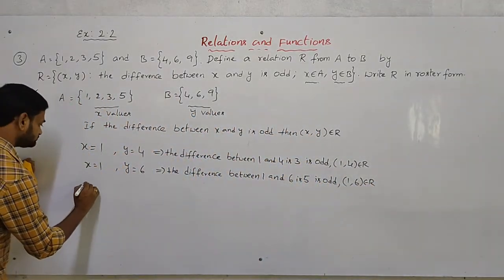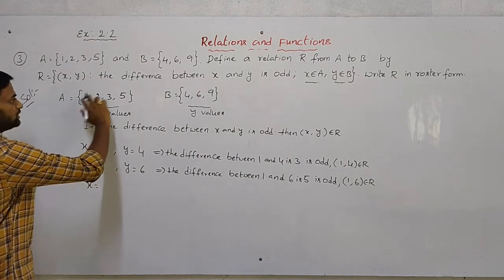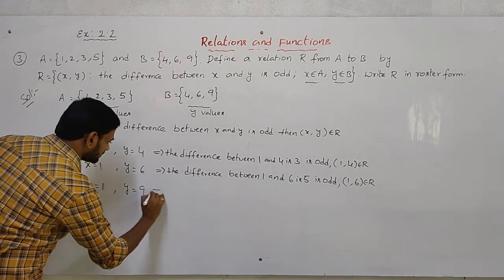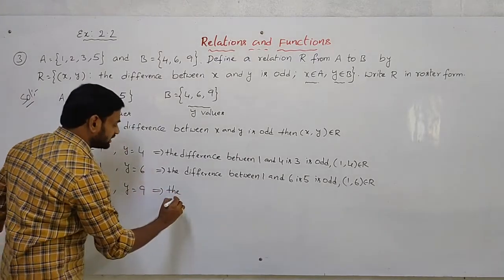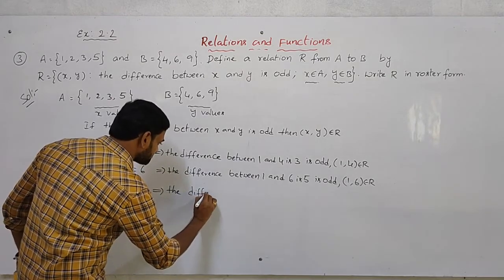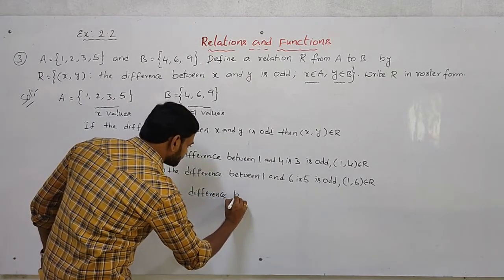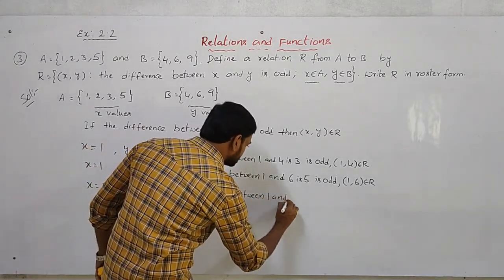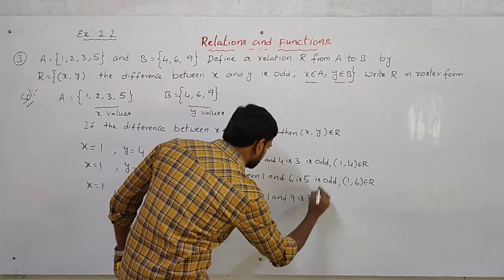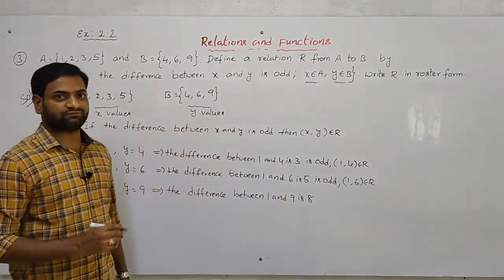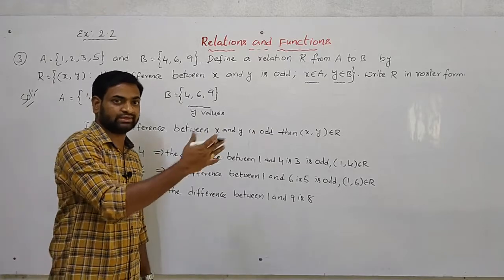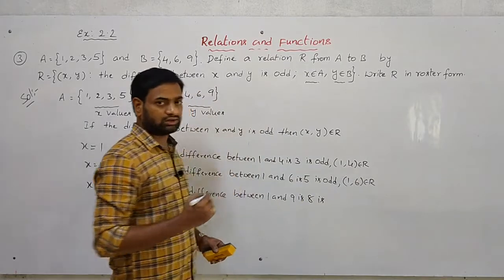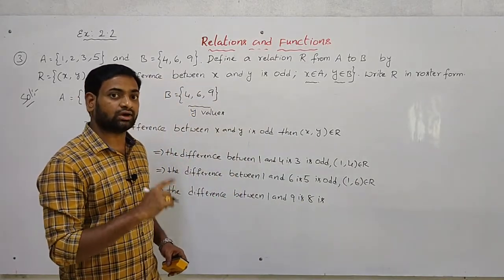Next, x equal to 1, y value 9. Then the difference between 1 and 9 is 8. The distance between 1 and 9 is 8. Is this odd or not odd? It is even. Even means not odd.